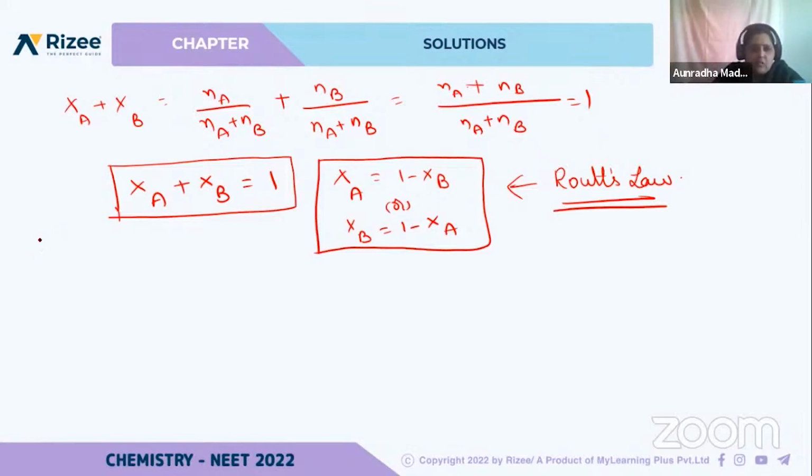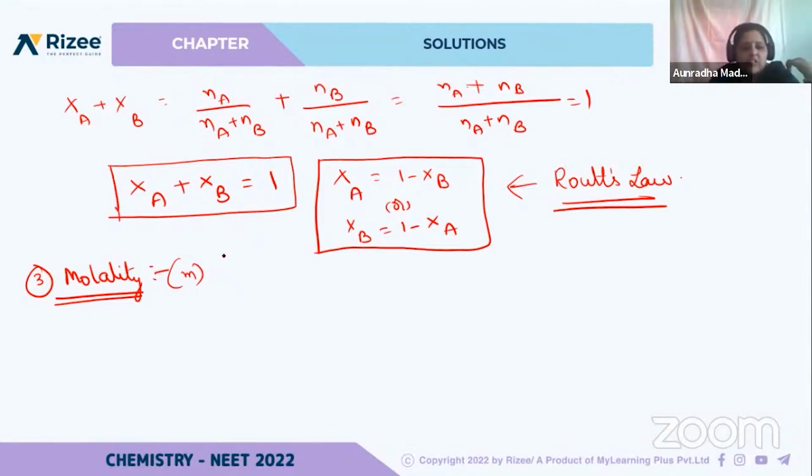Then the third concentration term is molality. The temperature dependent term is molarity, and the temperature independent term is molality. Molarity is denoted by capital M, whereas molality is denoted by small m.